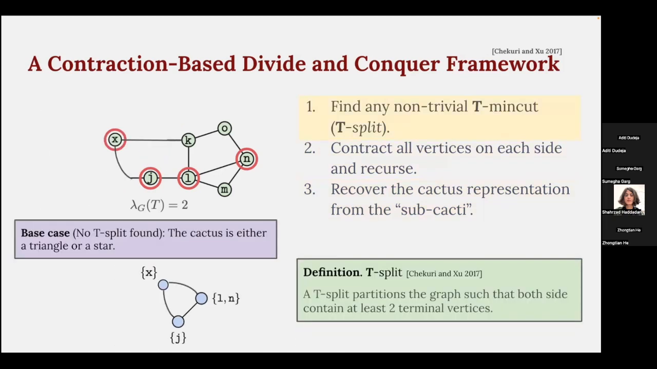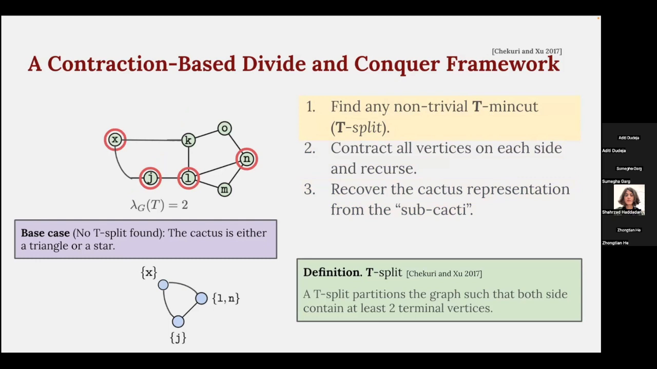All right, and the last thing to mention is the base case. So in the base case, the Cactus is either a triangle or a star. In this case, you cannot find any non-trivial T-mean cut because there are no T-splits anymore. And you can use a Maximal call to distinguish these two cases.